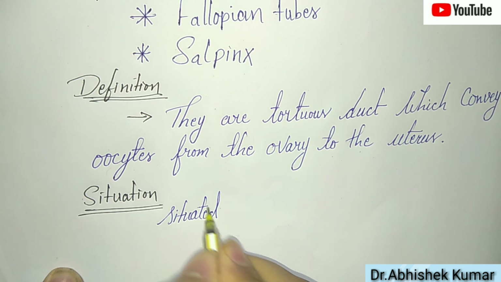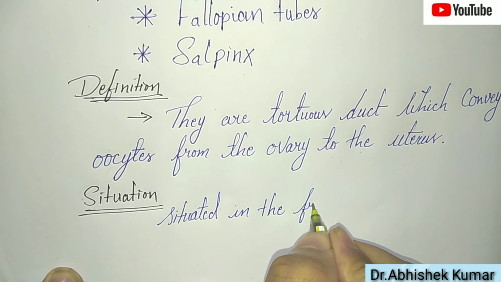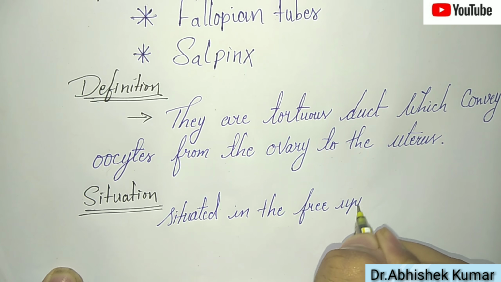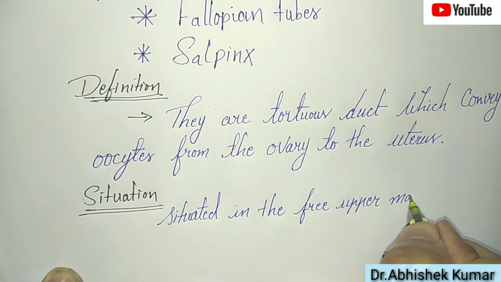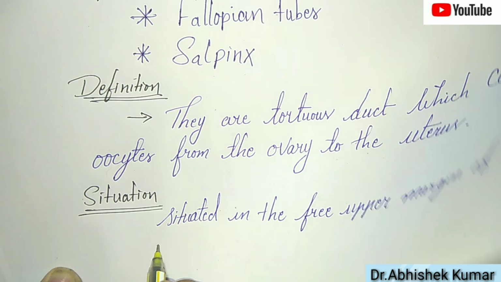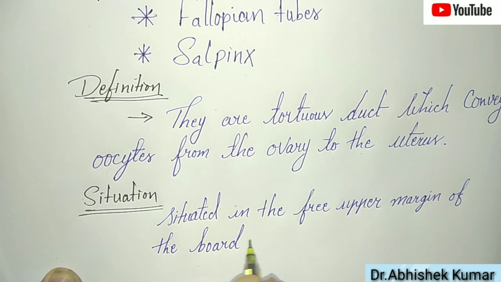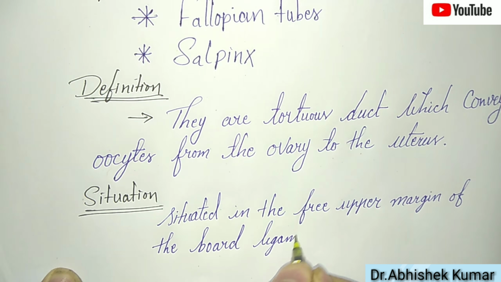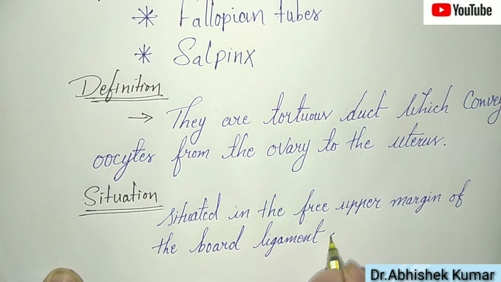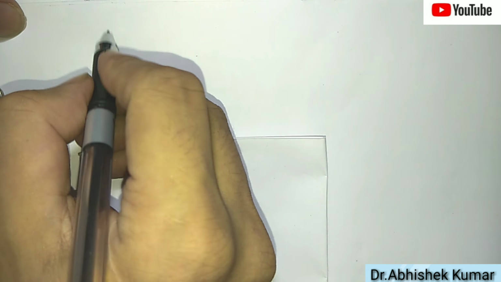Now come to the situation. The uterine tube is situated in the free margin of the broad ligament of the uterus. So it is situated in the free upper margin of the broad ligament of the uterus. Okay.